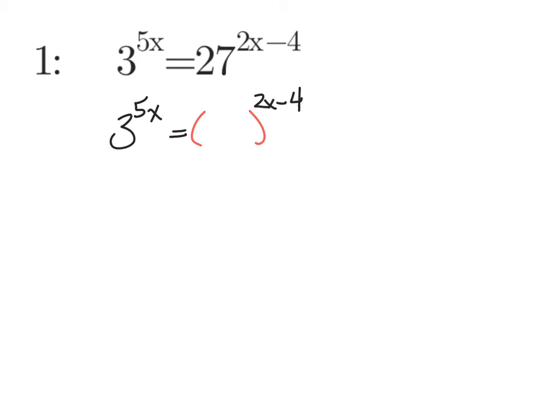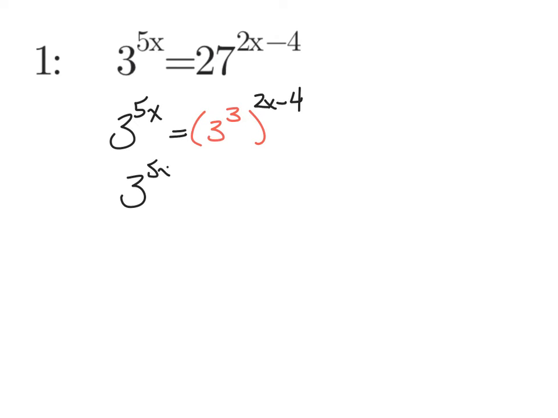27 is not going to be 3 to the 9th power, it's 3 times 9, but instead it's going to be 3 to the 3rd power. Right? So you have to write that as a power, not just as a product. Once we have those two bases the same, then we can take a look at the powers.